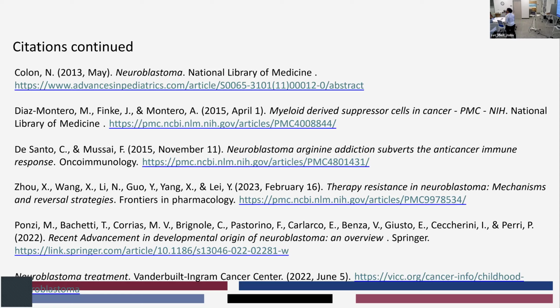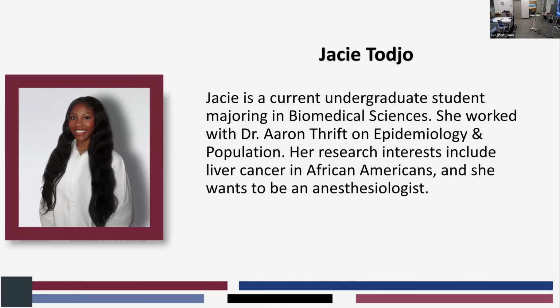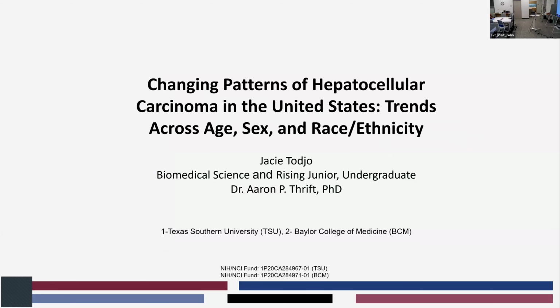Thank you so much. And next we actually have JC, who is joining us online. JC, are you ready? I'm gonna advance your slides for you. Okay, thank you. All right. Here's a little background about JC. JC got to work with Dr. Erin Thrift on epidemiology and population, and she was very interested in looking at liver cancer, specifically in African Americans, which very closely aligned with her work. And she wants to be an anesthesiologist, but we'll convince her to be an oncologist. All right, JC, take it away.